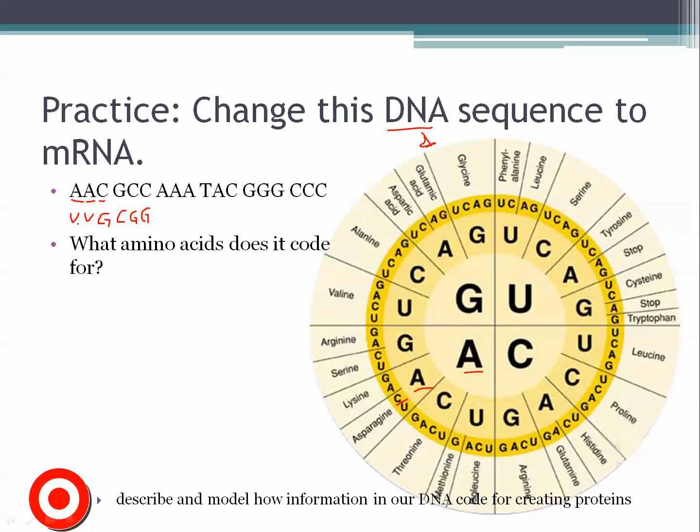I'll kind of stop there. So UUG. Leucine. Alright, so our first would be leucine. Then our second would be CGG. Arginine. Alright? So our second would be arginine. Go ahead and continue practicing that.